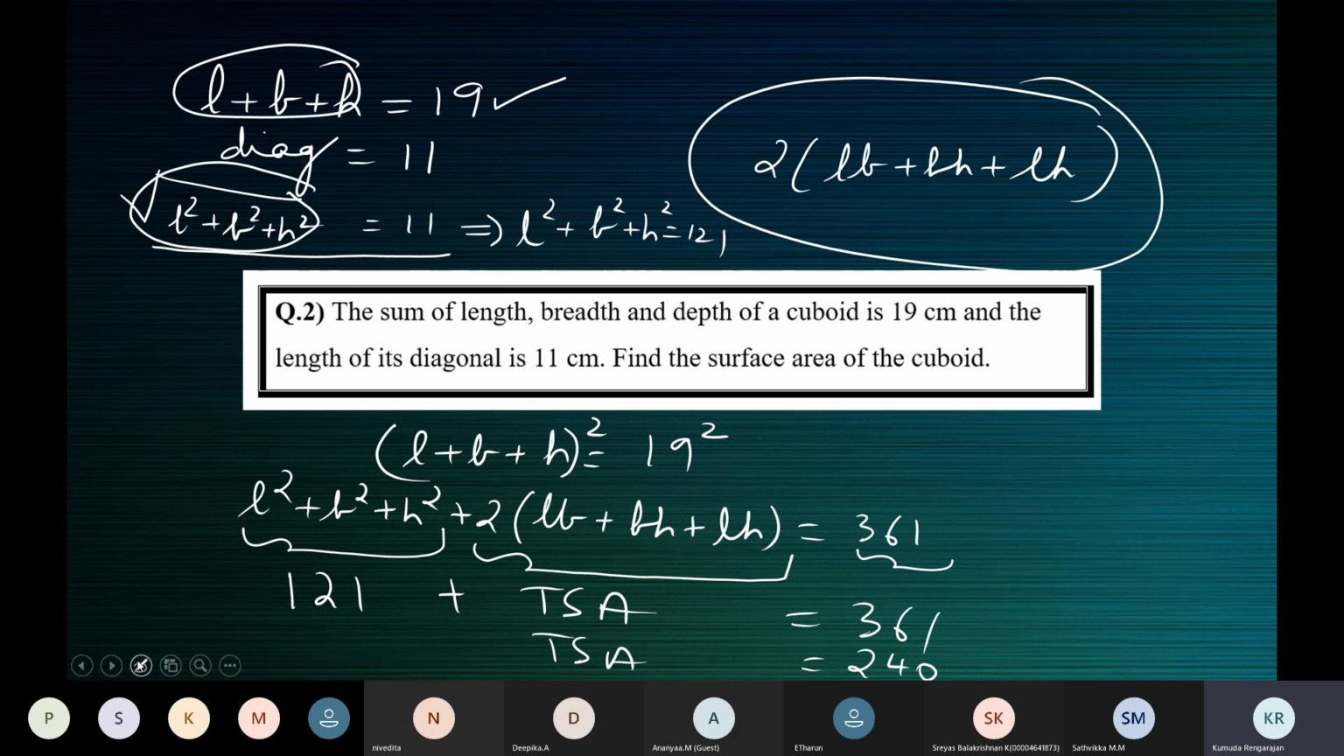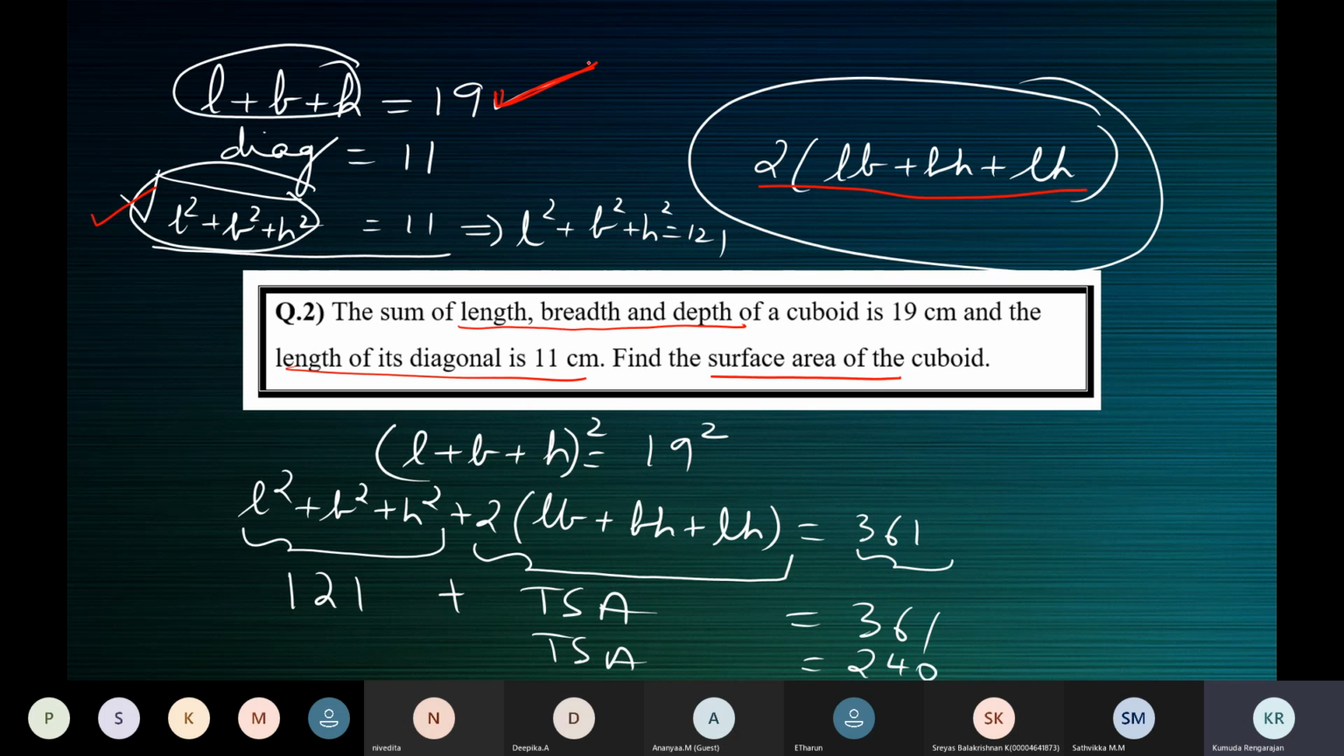What are we given? We are given that the sum of the length, breadth, and depth, that is L plus B plus H, is equal to 19. The length of its diagonal is 11 centimeters, which means root of L square plus B square plus H square is 11. And we need to find the TSA, the surface area of the cuboid. So we need to find 2 of LB plus BH plus LH.